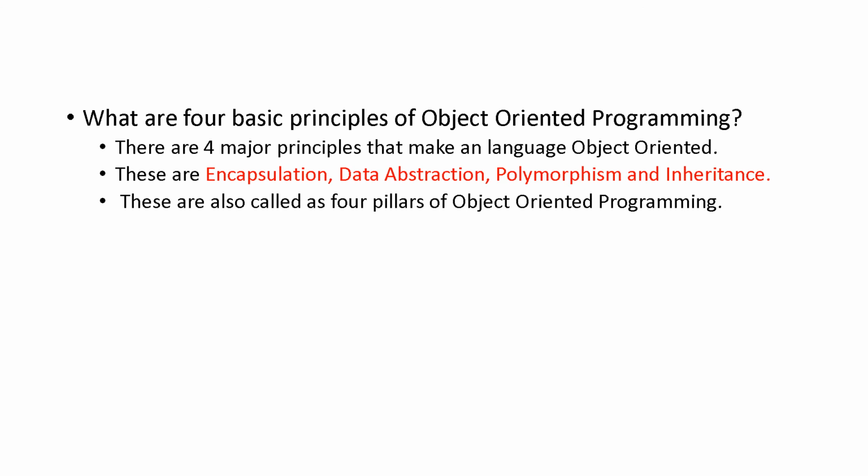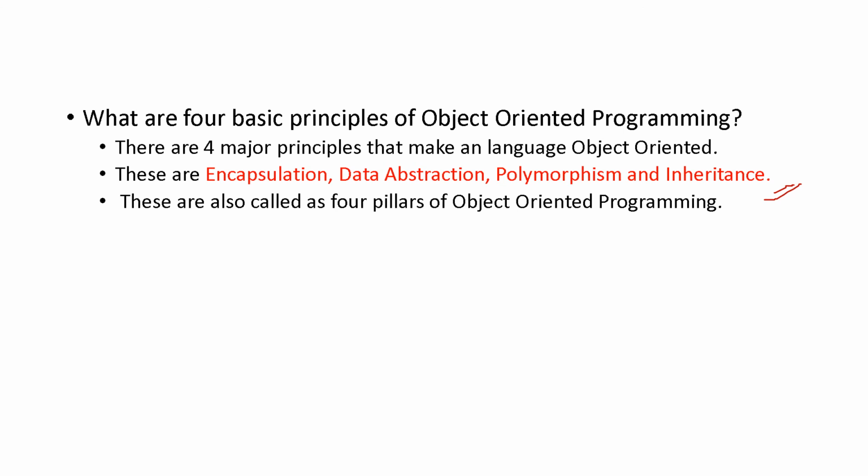A question can be asked: what are the four basic principles of object-oriented programming? So you can write, there are four major principles that make a language object-oriented. These are encapsulation, data abstraction, polymorphism, and inheritance. So this is what we have to write for this. These are also called the four pillars of object-oriented programming.